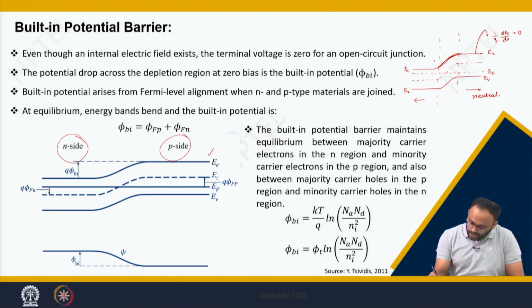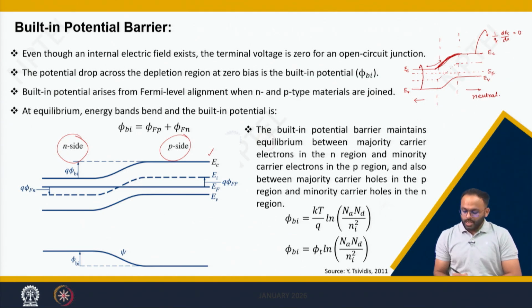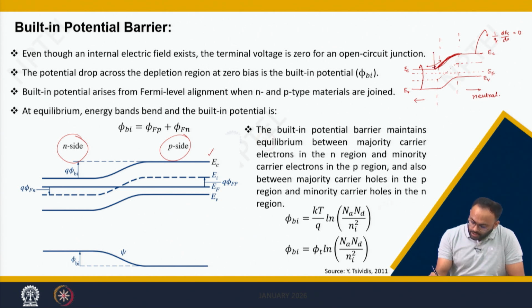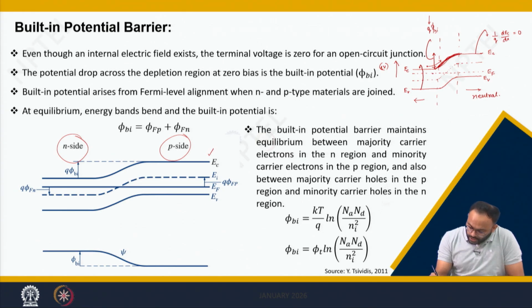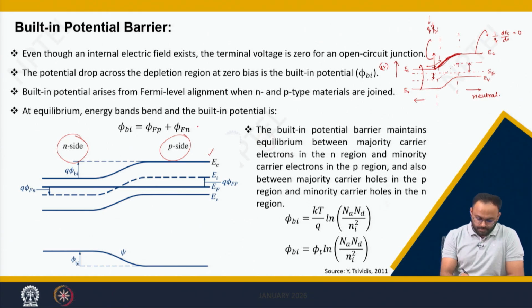Now I need to calculate what this potential barrier is. It means if an electron hops from the valence band to the conduction band at the n side, it will face a potential barrier and it cannot go to the p side. So what is this potential barrier height? This is nothing but q times phi bi. As we are plotting the energy in electron volts, we need to multiply phi bi by q. If you see carefully, this phi bi can be calculated as this difference plus this difference.